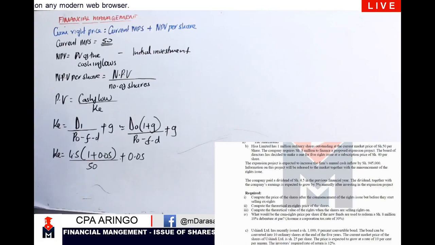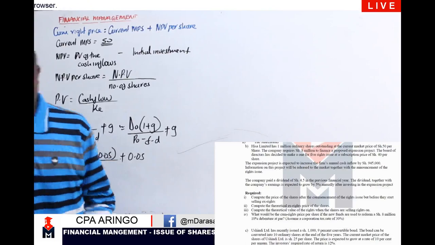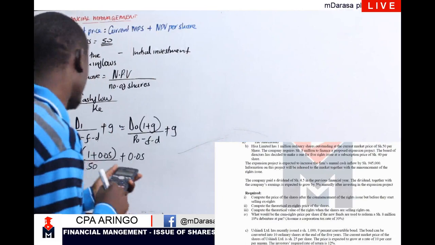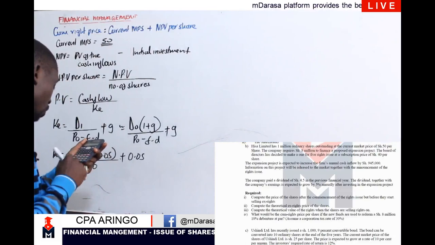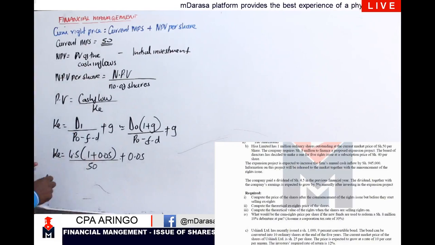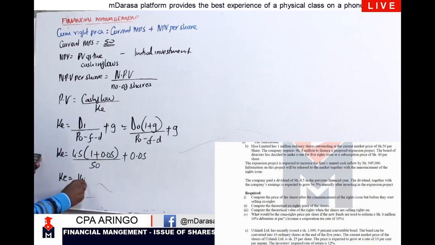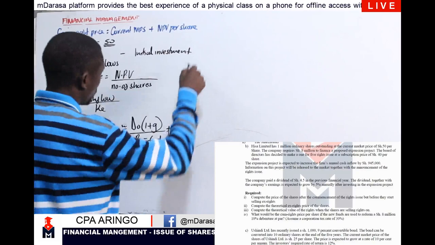Let me pick my calculator. So we're going to talk of 1.05 times 4.5, divided by 50, plus 0.05. In this case, I'm getting my KE to be 14.45%.